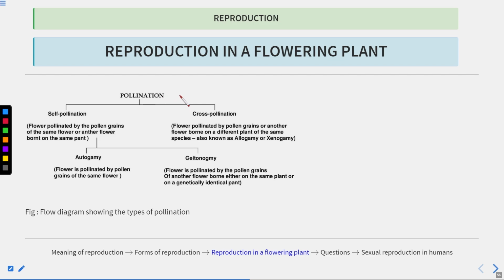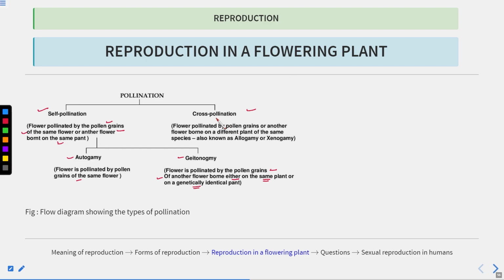Now this is the flow chart showing you the types of pollination. The first one is self-pollination, another one is cross-pollination. Here, what is happening? The flower is pollinated by the pollen grains of the same flower or of another flower born on the same plant. It is of two types, autogamy and heterogamy. In autogamy, the flower is pollinated by pollen of the same flower, and in heterogamy, the flower is pollinated by pollen grains of another flower born either on the same plant or on a genetically identical plant.